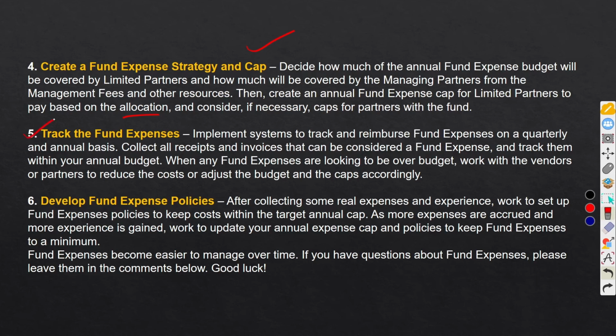Track the expenses: implement a system to track and reimburse fund expenses on a quarterly and annual basis, collect all receipts and invoices that can be considered a fund expense, and track them within your annual budget. And when any fund expense looks to be over budget, work with the vendors or partners to reduce the cost or adjust the budget and the caps accordingly. So basically, the fund manager maintains all of these receipts. Even the fund manager's team maintains those receipts and sends them to the fund accountants to record in the books of account. And fund accountants record it.